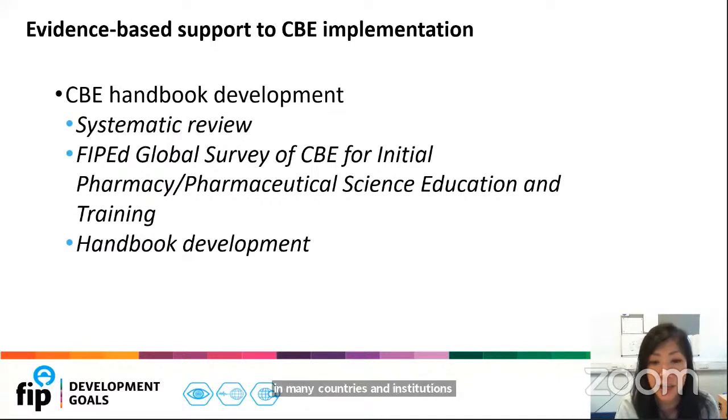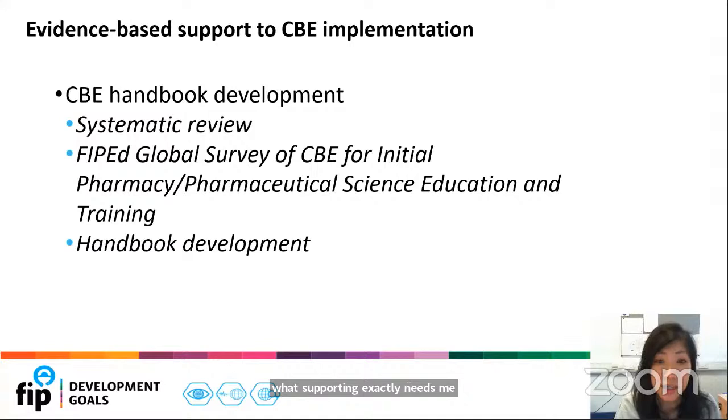Therefore, now FIP Education is working on the development of a handbook to support implementing the CBE model into the initial pharmacy education. Obviously, we want to go through the scientific process of development by systematic review of the current CBE models in pharmacy education. And then we are planning to carry out a global survey to investigate how the CBE model was implemented across nations and the enablers and challenges, to identify what support exactly is needed in the handbook too.